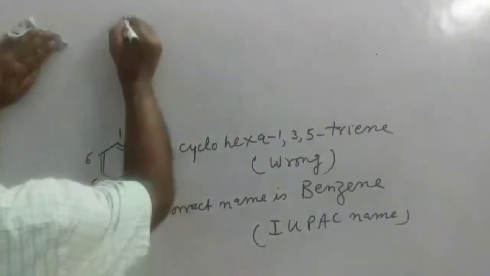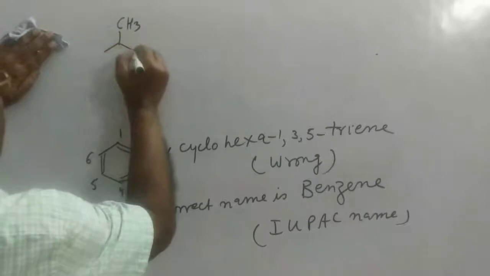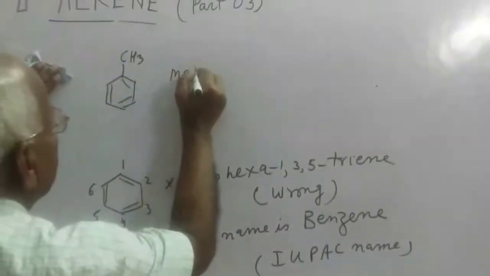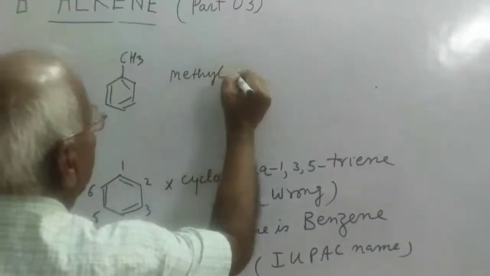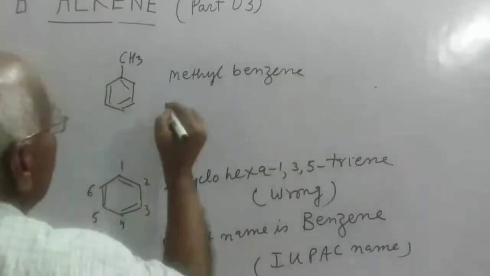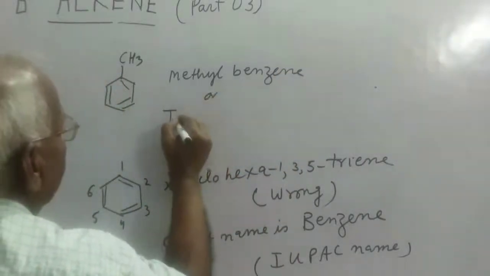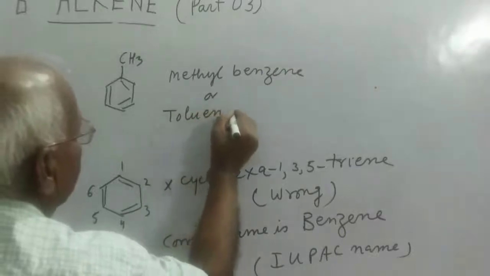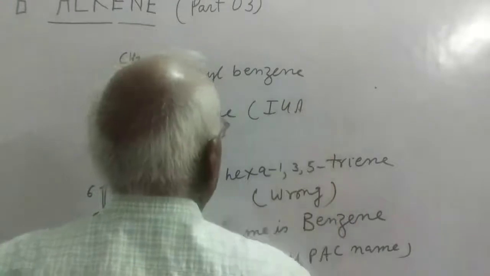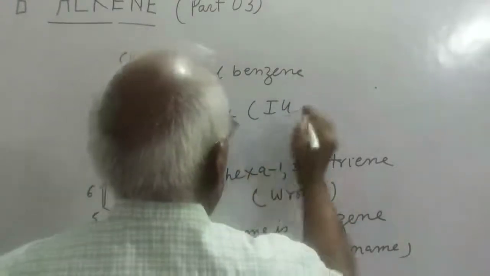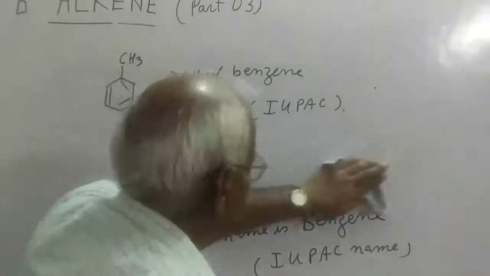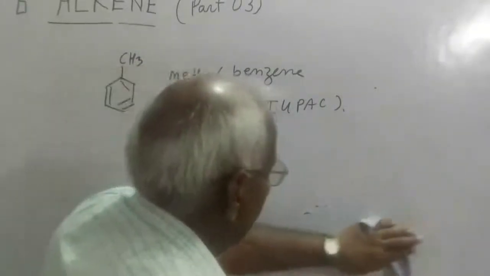Say in this context, if it is CH3, its name is methylbenzene. Methyl is a substituent, so its name is methylbenzene. Or more correctly, it is toluene. IUPAC supports both names. In IUPAC nomenclature, it is methylbenzene or toluene.